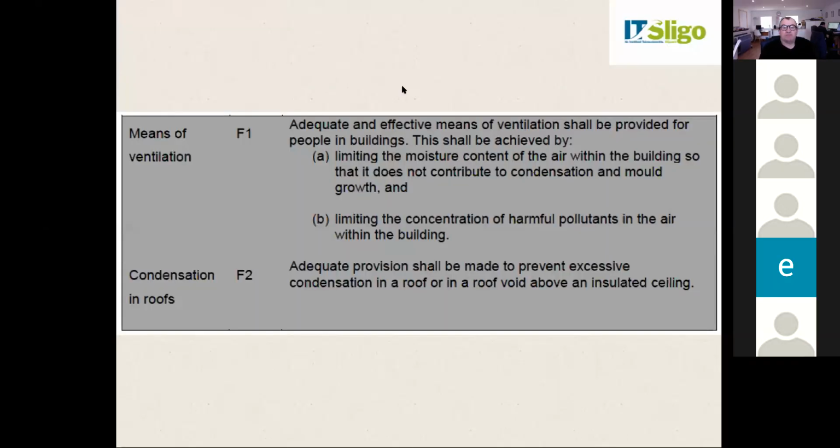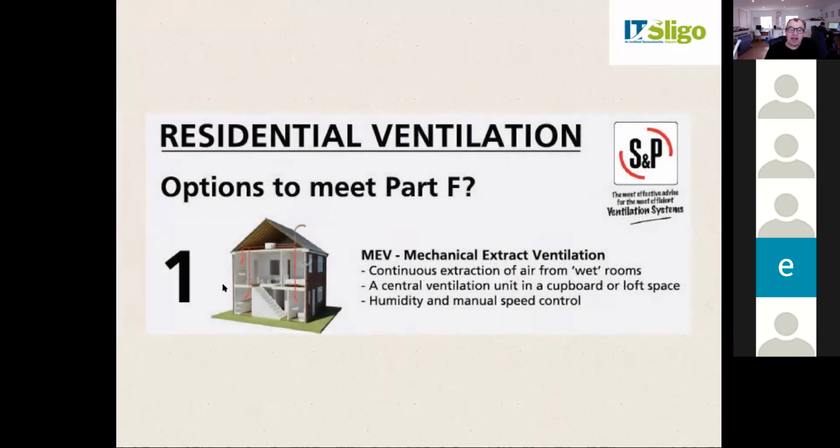That's where we were. And that's the regulation. These are the types of systems that you can have to meet Part F of the building regulations. These slides were provided by S&P, the most effective advice for ventilation systems. So what you can have is a mechanical extract ventilation.